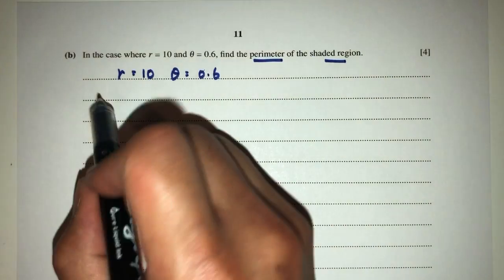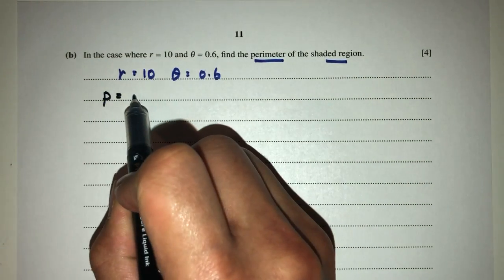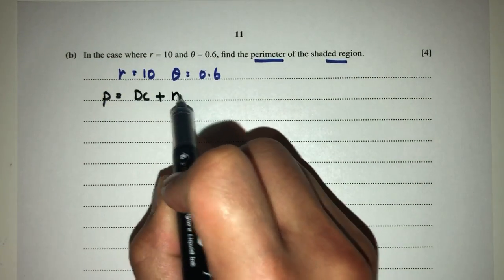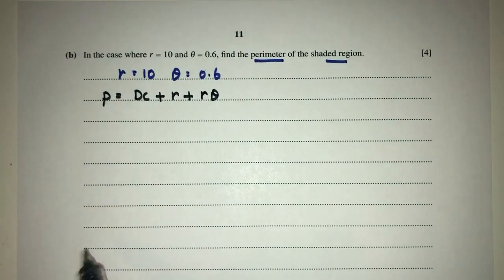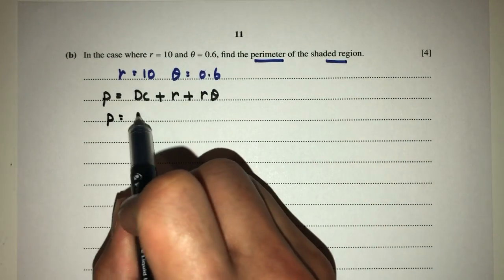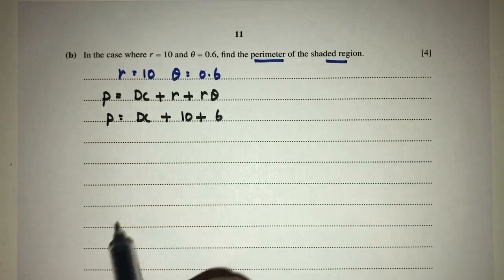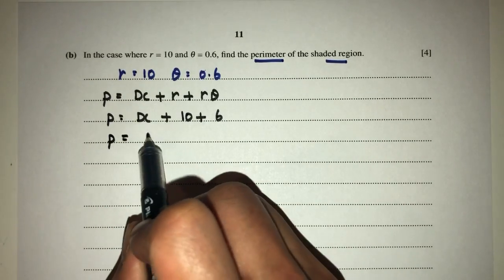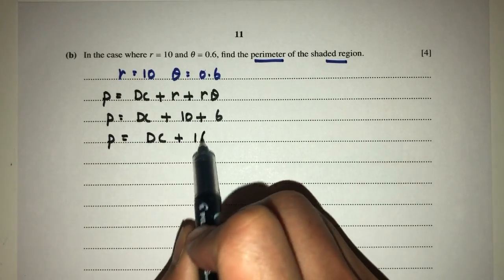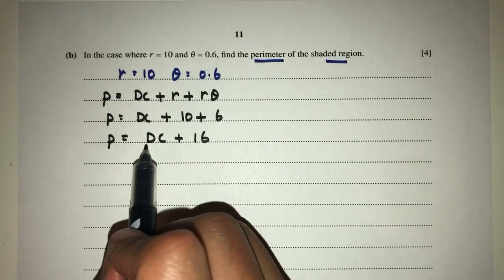So let's write this down. P is DC plus R plus R theta. So P is equal to DC plus R is 10, R theta is 6. So P is DC plus 16. So let's find the value of DC.